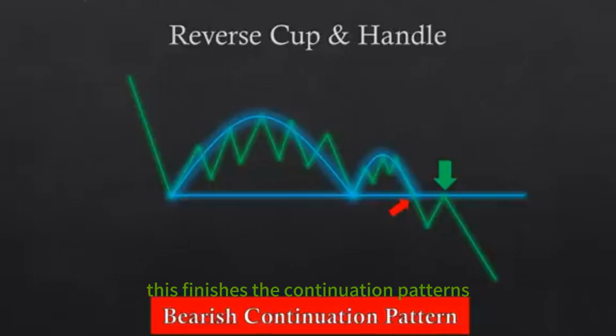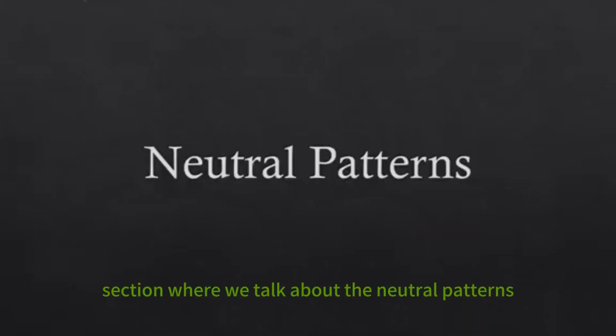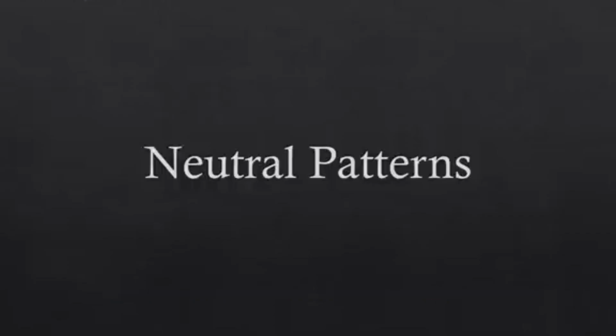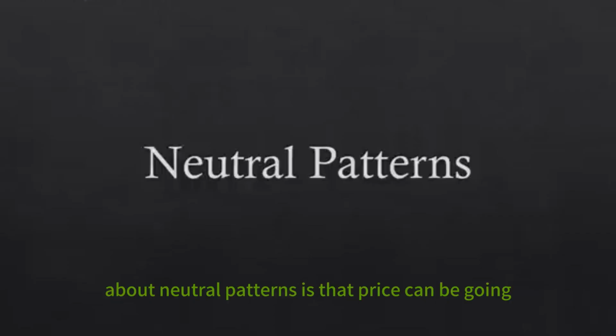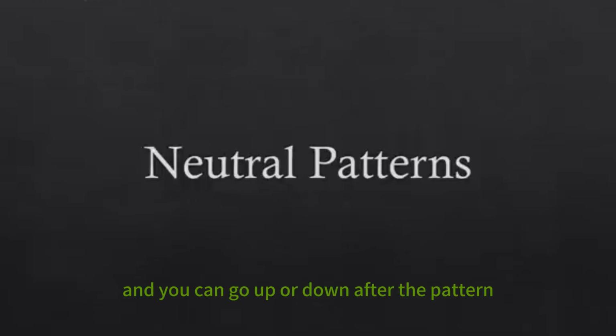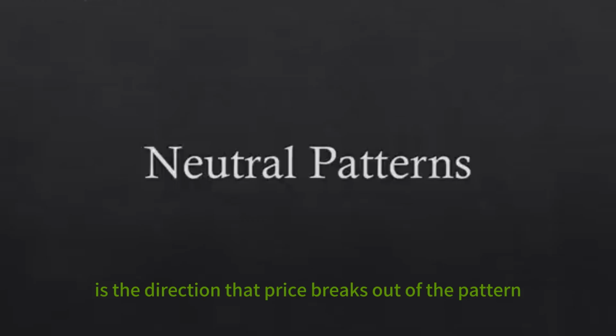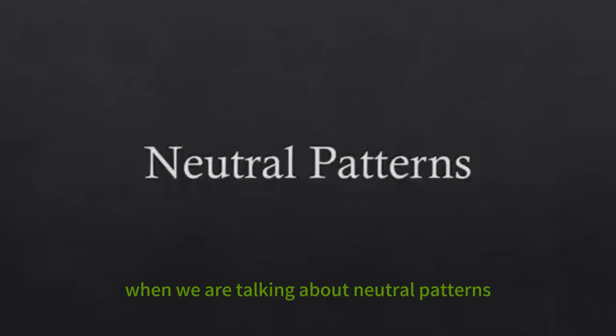This finishes the continuation patterns. Now we must move on to the final section where we talk about the neutral patterns. The distinction about neutral patterns is that price can be going up or down before the pattern, and it can go up or down after the pattern. So the key thing to look for is the direction the price breaks out of the pattern. Where price was going before the pattern doesn't seem to be that important when we are talking about neutral patterns.